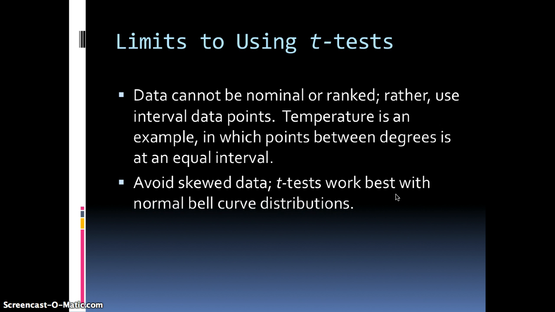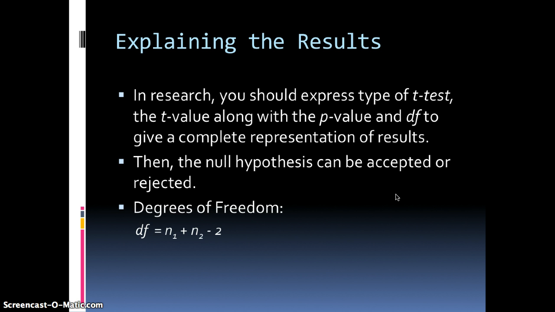Data cannot be nominal or ranked. Rather use interval points. Temperature is an example in which points between degrees is in an equal interval. And avoid skewed data. T-tests work best with a normal bell curve distribution.